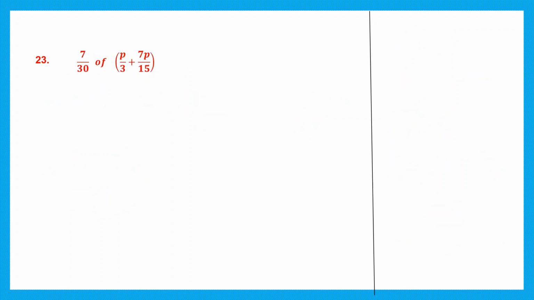23. So here we have BODMAS rules to be applied. We have of and we have brackets. So according to BODMAS, B, brackets should be done first. So let's work out this.